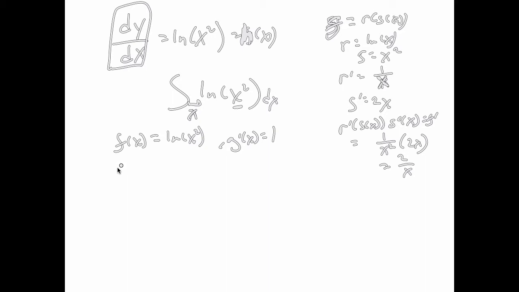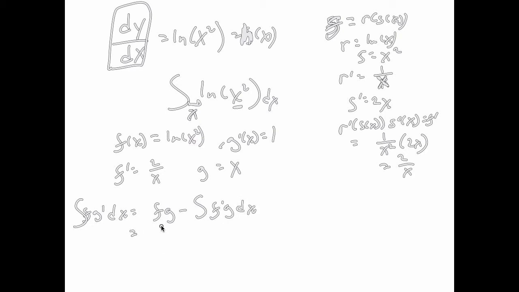So now we have f prime equals 2 over x, which is good. And then g is the integral of 1, which is just x. Let's ignore the c for now and put it in later. So now we can use the integration by parts rule, which says that the integral of f g prime is going to equal f g minus the integral of f prime g dx.